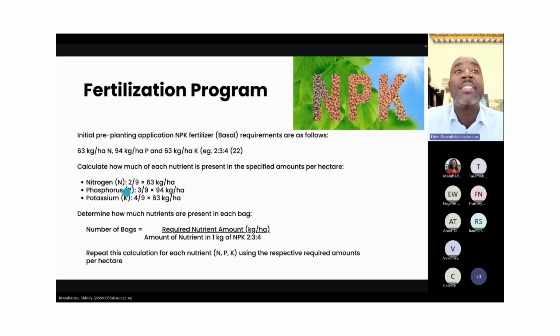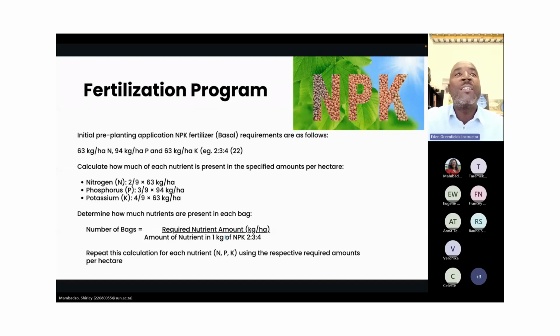Then we divide that by the amount of nutrient. Sorry, let me come back again. So the required nutrient amount per hectare, we said it's 63 for nitrogen. And then we divide by the amount of nutrient in 1 kg of the NPK. So to get that, we have to divide the 2 parts of nitrogen by the overall 9 parts, multiplied by 63. Once we have that number, we are going to divide it by 63. Then we will be able to know how many bags of fertilizers we need.